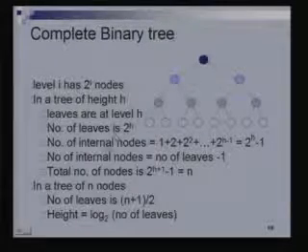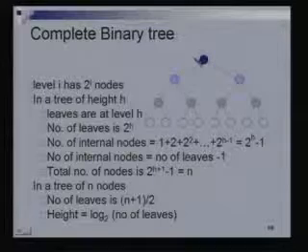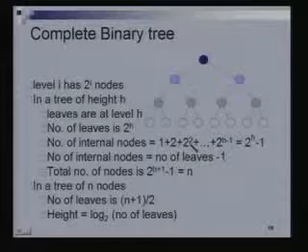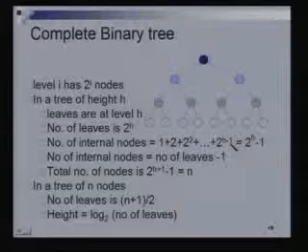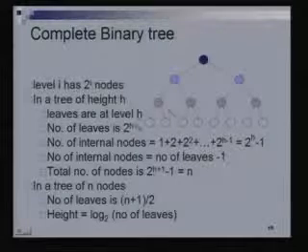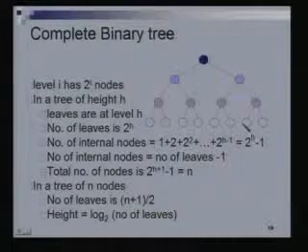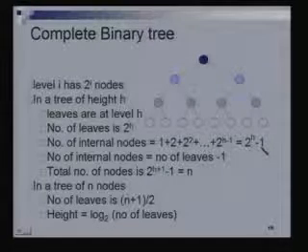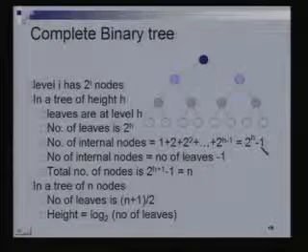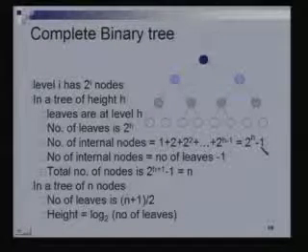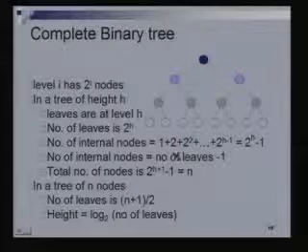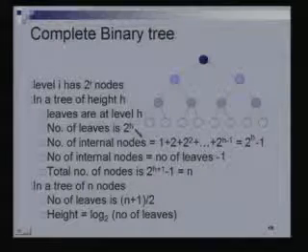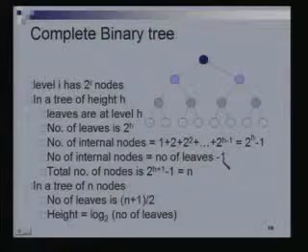What is the number of internal nodes that we have? Well, at level 0 we have 1 node, level 1 we have 2 nodes, and so on. So this is the sum 1 plus 2 plus 2 squared all the way up to 2 to the h minus 1, because at level h all the nodes are leaf nodes. So it's this sum which is 2 to the h minus 1. So this is the number of internal nodes and the number of leaves is 2 to the h. So the number of internal nodes is the number of leaves minus 1.